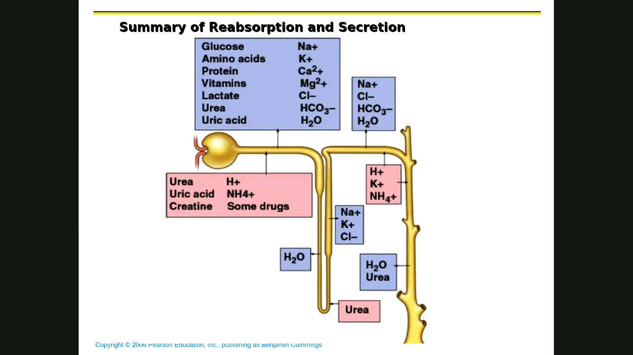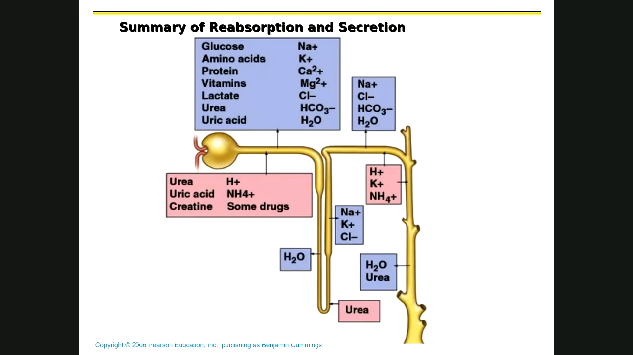And so what we're going to do is we're going to reabsorb some things and we're going to secrete some things. So if you look at this picture, if it's blue, it's reabsorbed. So all these things are reabsorbed. If it's red, it's secreted. So all of these things are going to be secreted. And if you look at the picture, it even shows you the part of the tube where it happens.